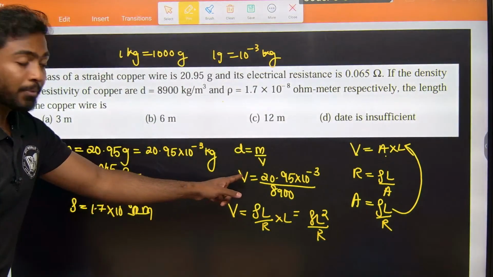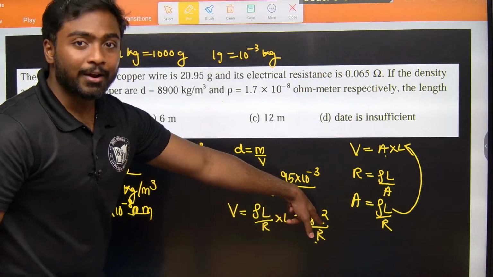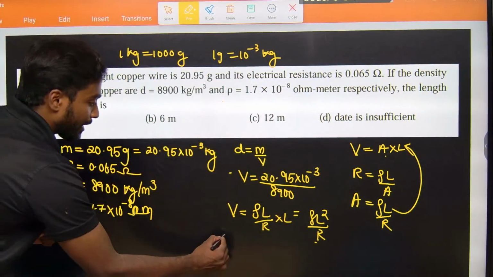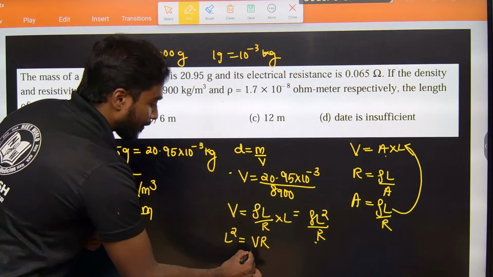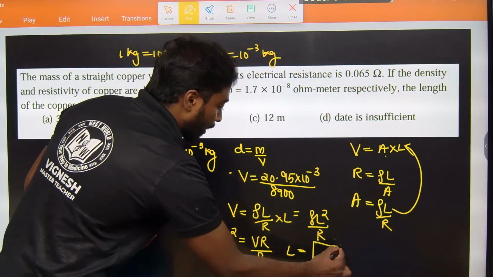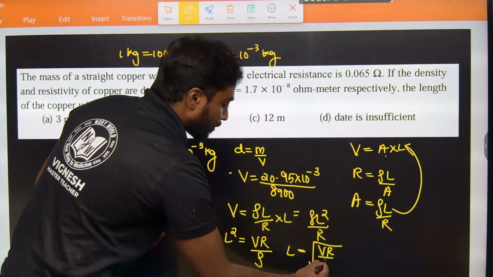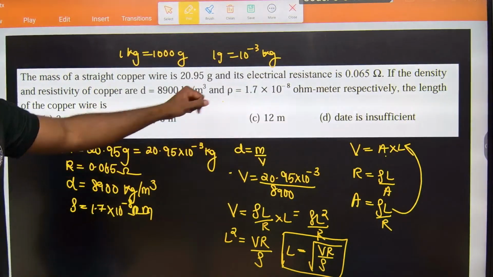So we know V, we know rho, we know R. From this I can find L. So L square should be equal to V into R divided by rho, where L will be equal to under root of VR by rho. So this is the formula to find the length of the given question.